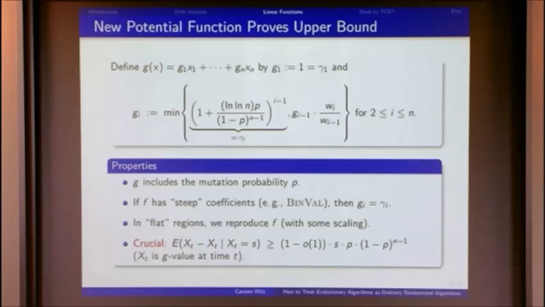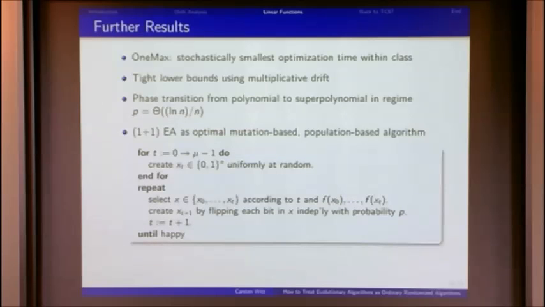And what follows from this analysis is also that 1 max is the easiest linear function. So the optimization time within the class of linear functions is stochastically smallest. We get the lower bounds using this concentration property in multiplicative drift. We don't have large jumps. And we can also see how the running time varies depending on the mutation probability p. It turns out that we have something that is called a phase transition. If the mutation probability is log n over n, it's still polynomial. If it is larger, then it's exponential, super polynomial.